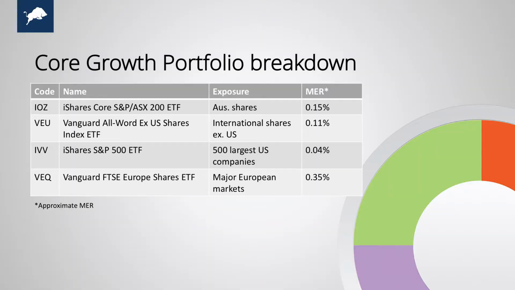Okay, so let's move forward here. What we'll talk about now is our core growth portfolio, and I'll go through what we look for in exchange traded funds when we're building this particular portfolio. We've got the iShares S&P 200 index here for our Australian share exposure. When we're looking at the basic index tracking exchange traded funds, what we want to find is the biggest and the cheapest.